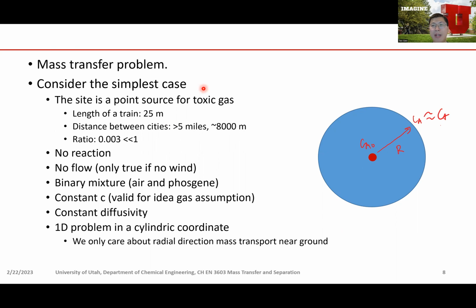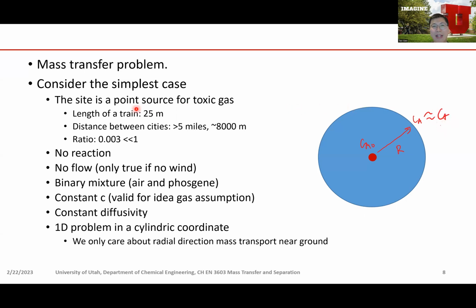Then, if EPA's requirement for the safety level of the pathogen is CT, that's a threshold. We just need to determine the radius of such a cylinder, outside of which the concentration of A is below the safety threshold, right? So this is a mass transfer problem.